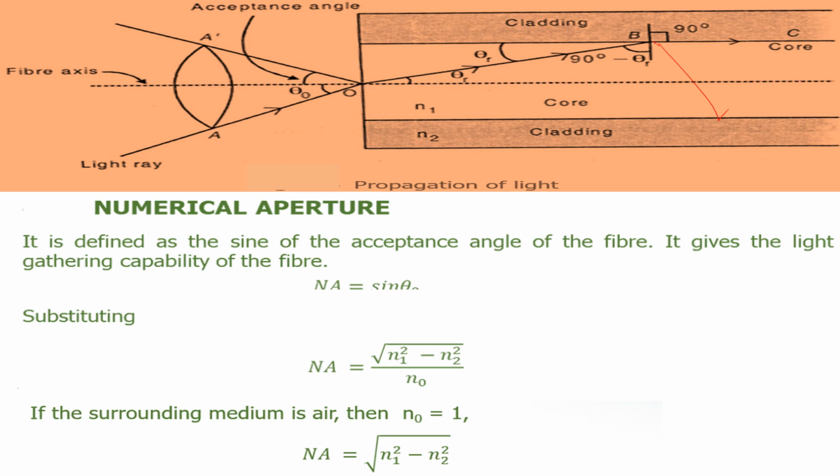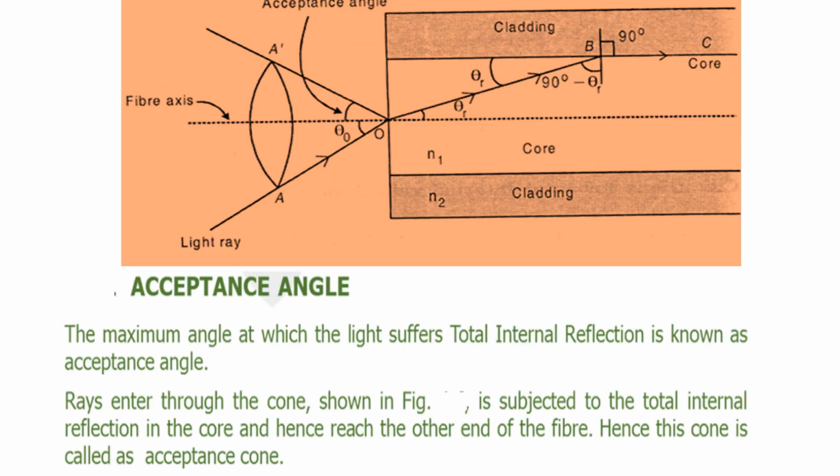So here numerical aperture can be defined as sine of the acceptance angle, sin theta naught. Numerical aperture denotes the light collecting efficiency of the fiber. The light gathering efficiency of the fiber can be given by this numerical aperture, root of n1 square minus n2 square. Acceptance angle is the maximum angle at which the light suffers total internal reflection.